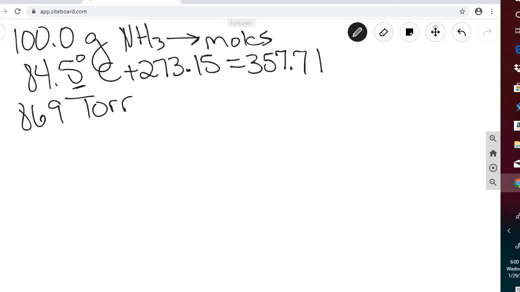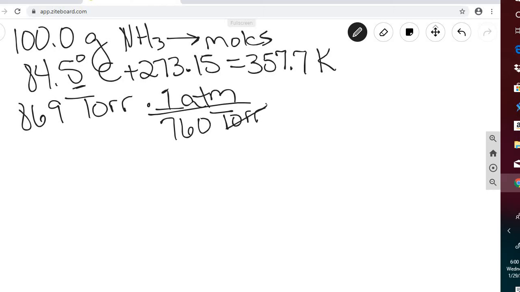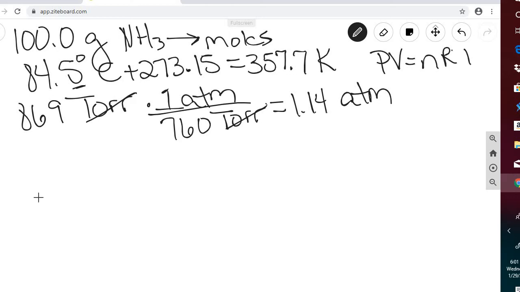So that's K. And then we have to convert this to atmospheres for the ideal gas law. So 1 atmosphere is 760 torr. So those are going to cancel. 869 divided by 760 gives us 1.14 with 3 significant figures, 1.14 atmospheres. Okay, and now let's go ahead and figure out n. So here's our equation, PV equals nRT. So let's go ahead and figure out n.